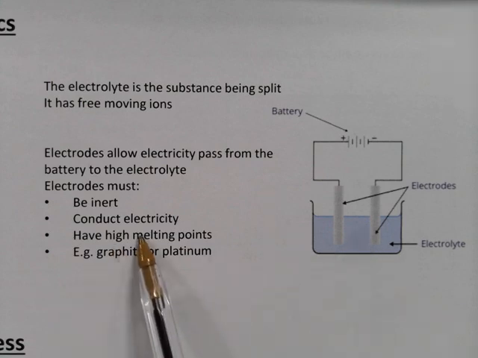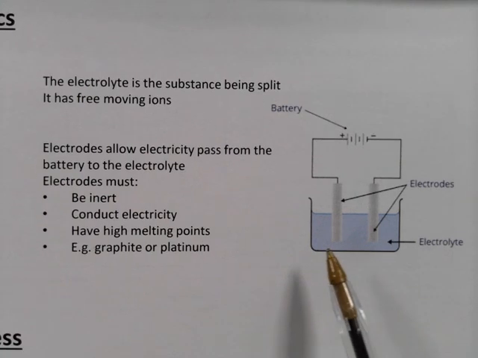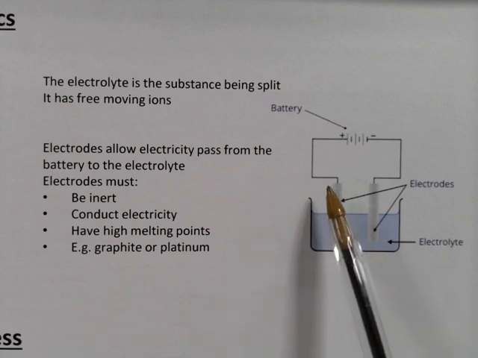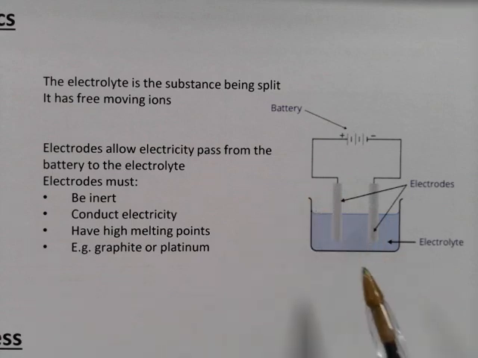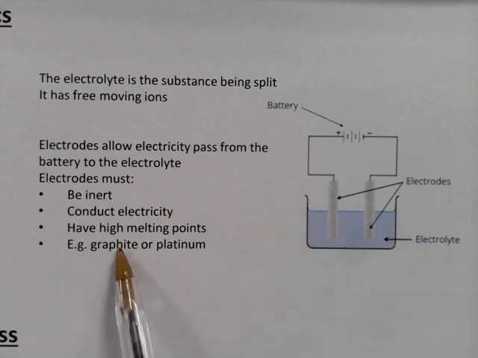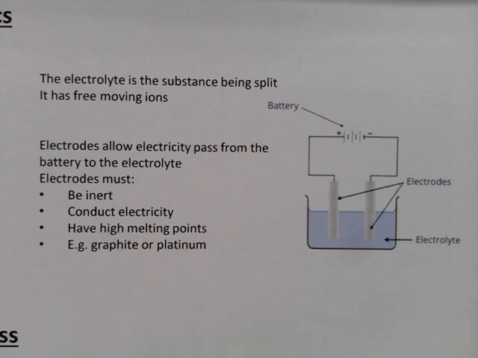I want them to have high melting points. You're going to need to use high temperatures if you have melted your ionic compound, to stop that ionic compound becoming solid again. And you don't want your electrode to melt into the ionic compound. So I'm going to have high melting points. Typically we use graphite, which can conduct electricity and has a very high melting point, or we use platinum, which is a metal.